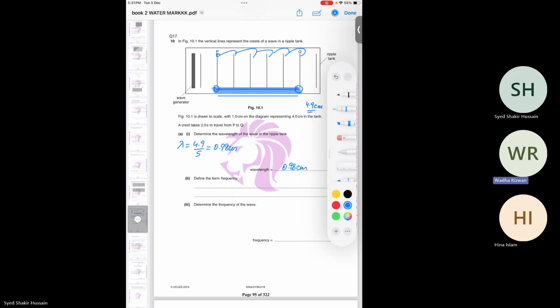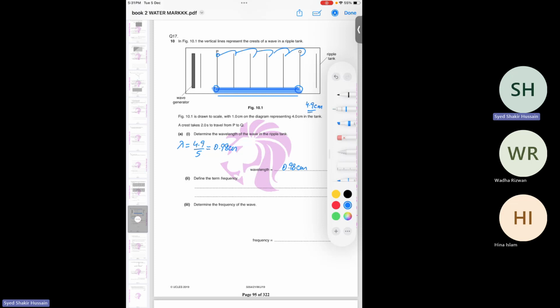Yeah, I got one full one because I measured it. It was like five. It can vary. The examiner will definitely give you a margin for this. That's not a problem. Then determine the term frequency.